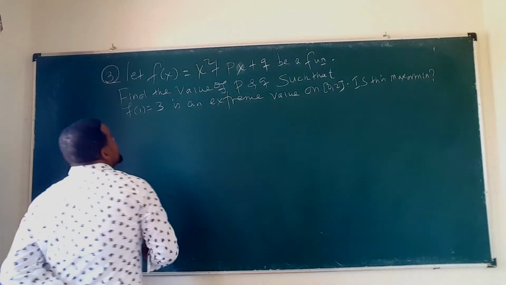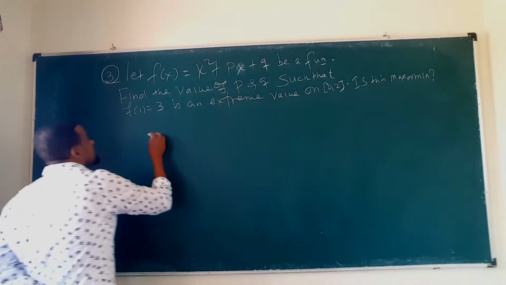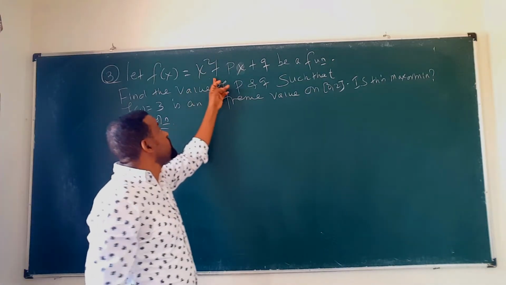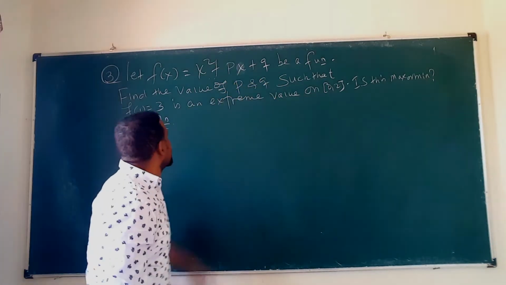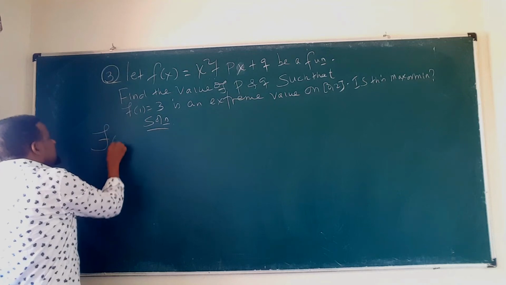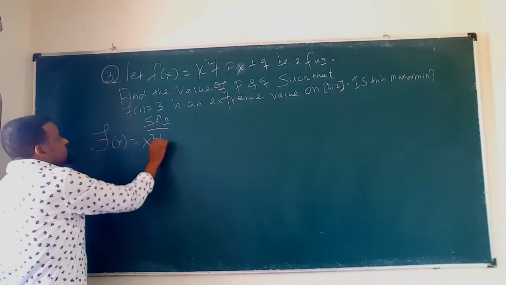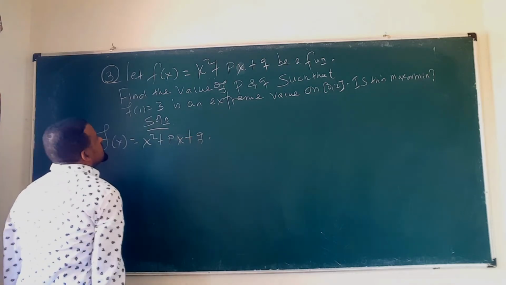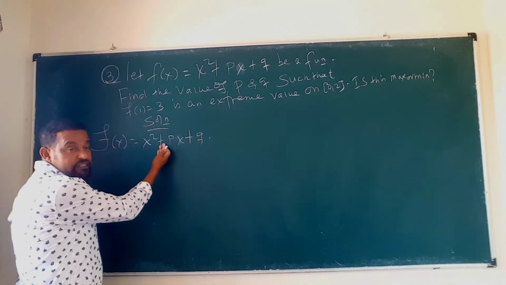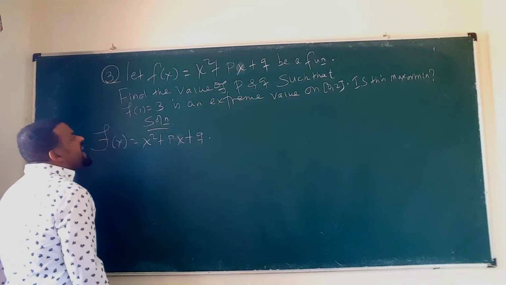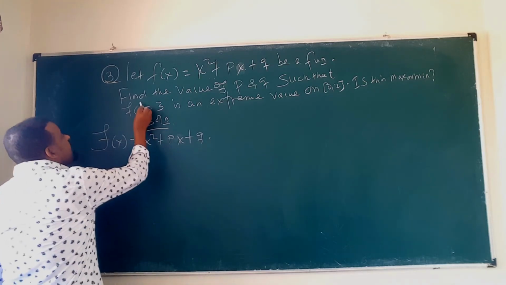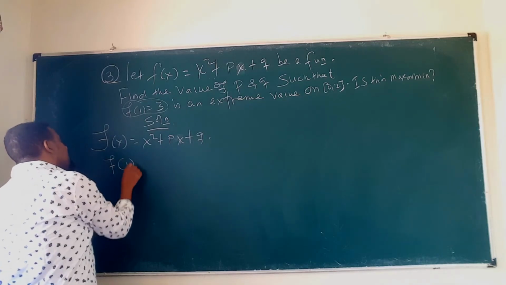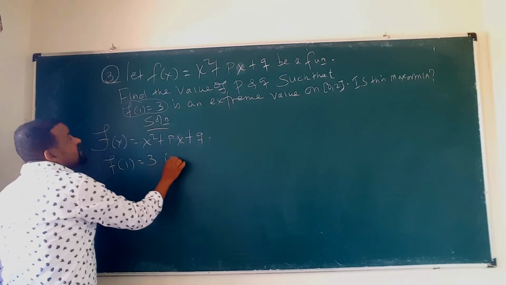The next problem. Let f of x is equal to x cubed plus px plus q be a function. Okay, the function is given. What is the function? F of x is equal to x cubed plus px plus q. This is a polynomial function. Good. Find the value of p and q such that f of 1 is equal to 3. Look, f of 1 is equal to 3 is what?